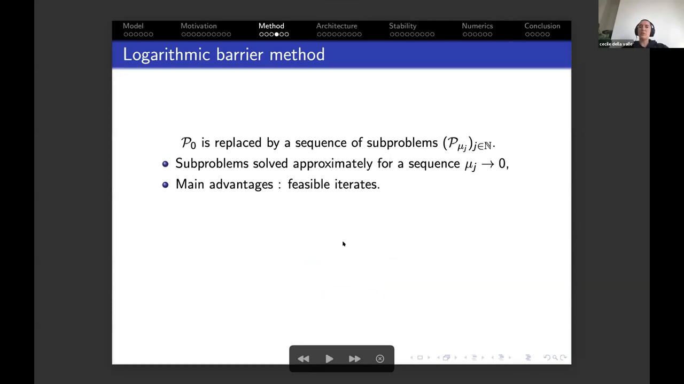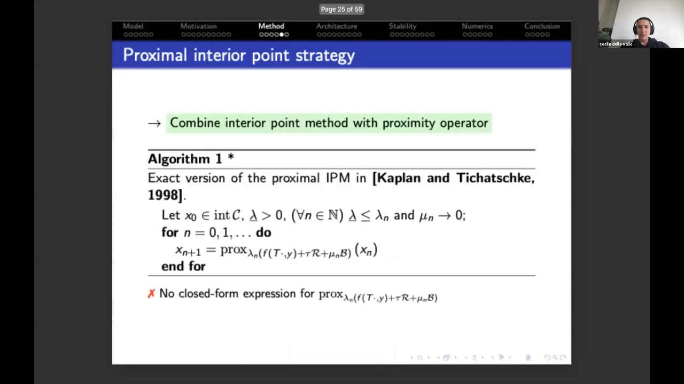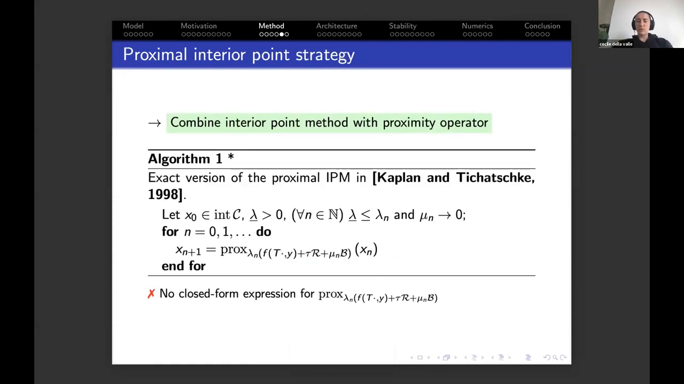So now P0, my problem, is replaced by a sequence of subproblems P mu, and with the sequence mu tending to 0, I find back the solution of P0. And now the main advantage is that I have feasible iterates. So to solve such a problem, I have the interior point method.